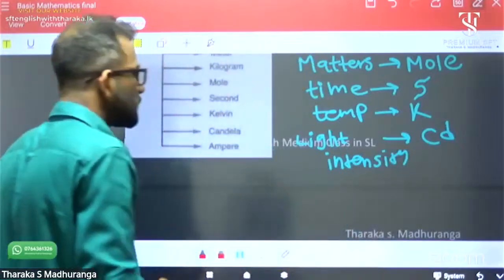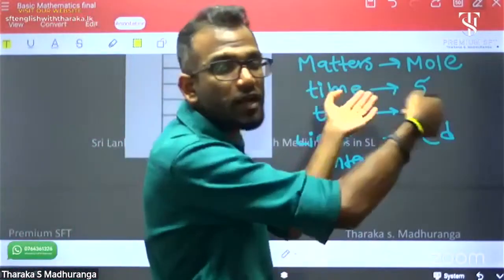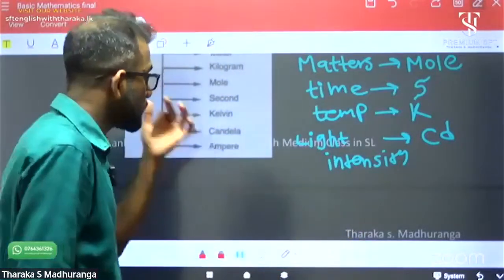Light intensity is measured by candela. The candela also we can't define by another unit.